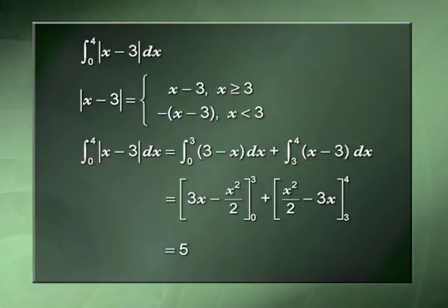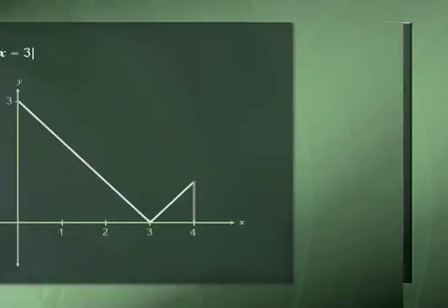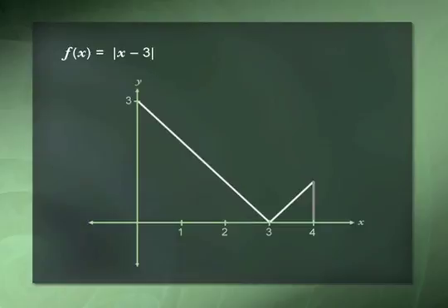Let me show you a picture to convince you of that. Here is the absolute value function of x minus 3 on the interval 0 to 4. Notice that it's our friend the V of the absolute value function, but it's been shifted to the right 3 units. Good. We just calculated the area under that curve because the absolute value function is non-negative. And we got the answer of 5.